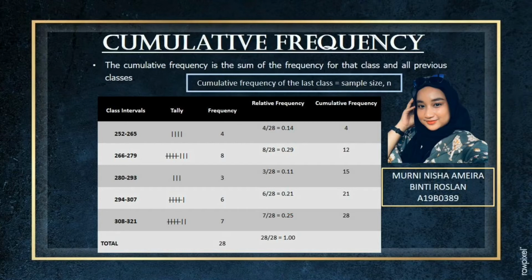Then for the class interval 266 until 279, the frequency is 8. Then 4 plus 8 is 12. 12 is the cumulative frequency for the second class interval. And for the third class interval, which is 280 until 293, the frequency is 3. Then 12 plus 3, we get 15.